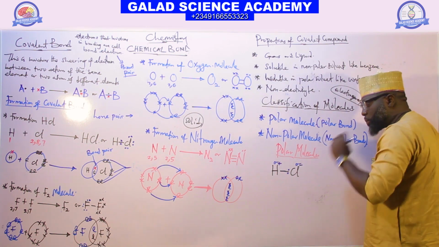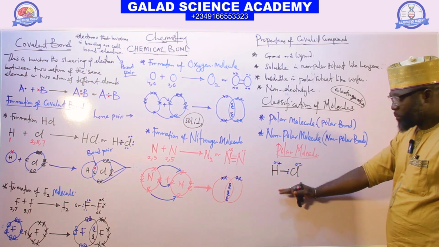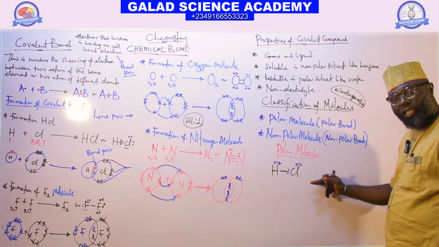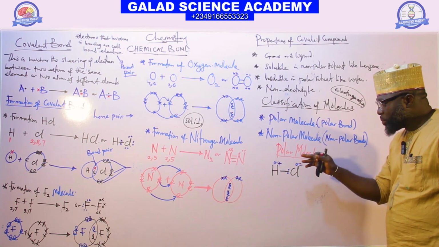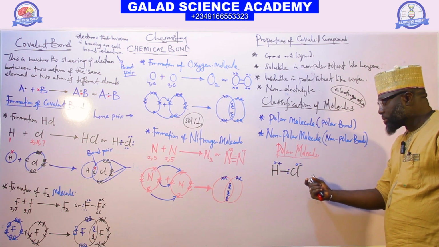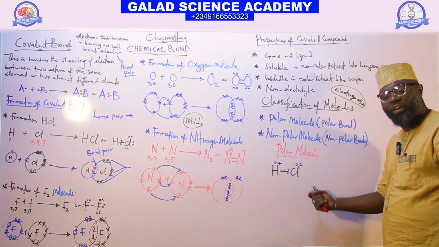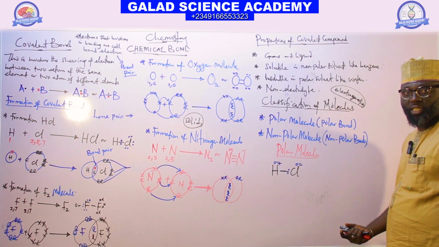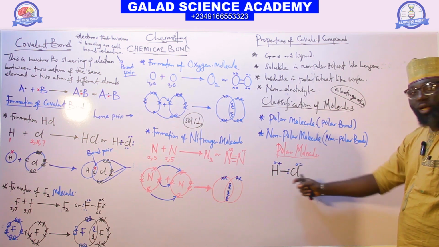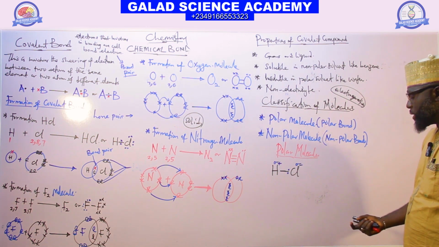That is what we call what? Polar molecule. Any molecule that is composed of two or more atoms of different electronegativity, that is what we call a polar molecule. So that's it.